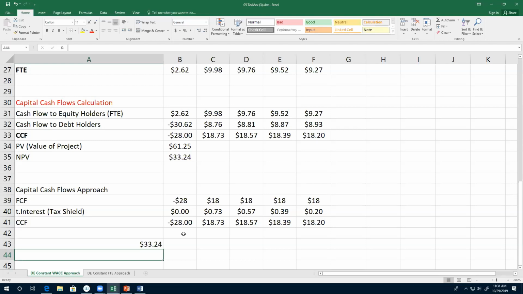Is that the same thing in APV though? No, no. APV says that don't add interest tax shield to your measure of cash flows. Don't add it to it. Rather, take the financial cash flows separately and value them separately, and then discount interest tax shields separately.